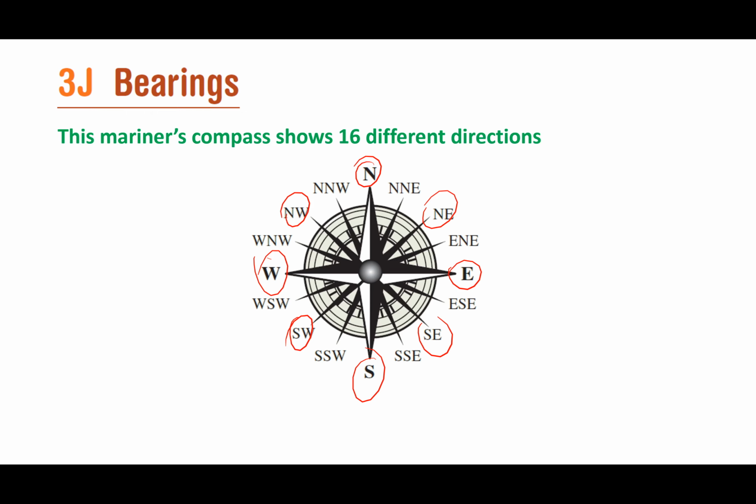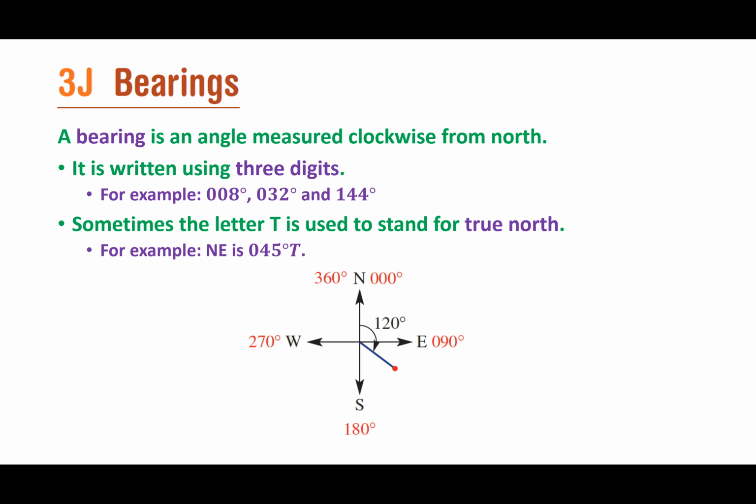Now, with bearings, we're going to be looking at these, but it's not the only type of bearing that we've got. We've also got something that is called a true bearing, and we'll have a look at those in a moment. But for now, a bearing is an angle measured clockwise from north. So basically, you're looking north, and then you turn clockwise until you get to the point or the direction that you want to go. Okay, so it's an angle.